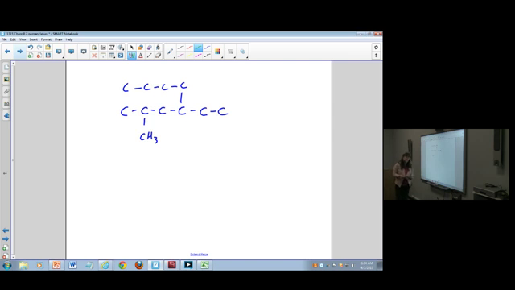All right, let's try this one. Again, I'll give you about a minute here. I want you to look at and figure out how to name this structure.